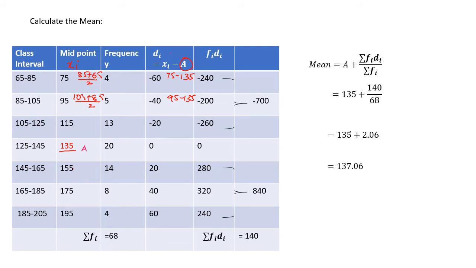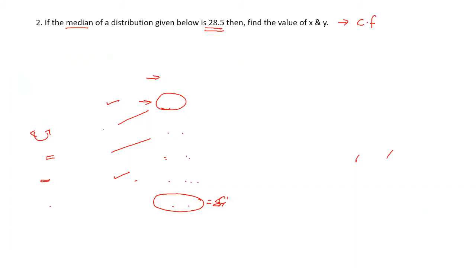So from here we can conclude: median we have got 135, mode we have got 135, and here we are getting 137. So in this case you can find that the mean, median and mode are more or less equal in this distribution. They are approximately the same. Let's see the next sum.